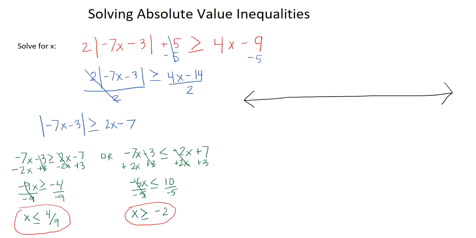So now we can put our solution on a number line. So here's 0, and then we are going to need a negative 2, and then 4/9, that's pretty close to a half. So if here's 1, I could have spread these out a little bit more, but that's okay. So then this would be 4/9.